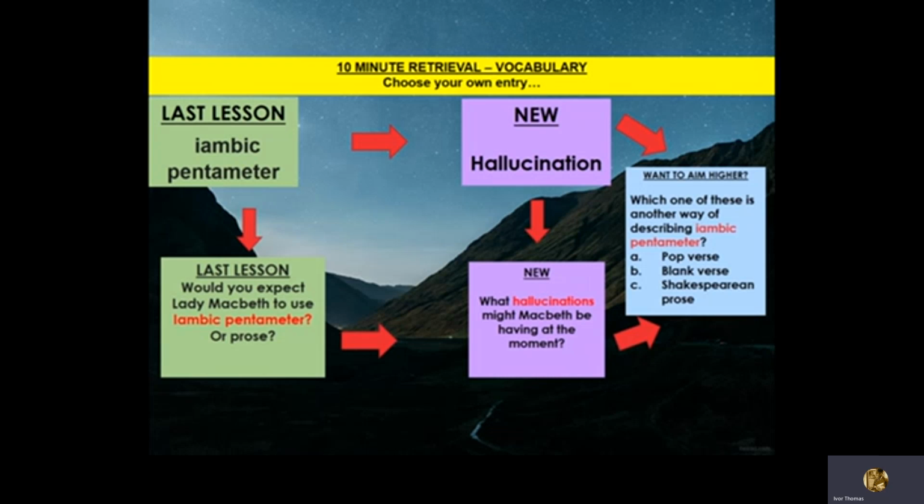And looking back at iambic pentameter, which of these is another way of describing iambic pentameter? Pop verse, or blank verse, or Shakespearean prose? Which of those 3 is another way of saying iambic pentameter? Pause to think. The answer is blank verse.